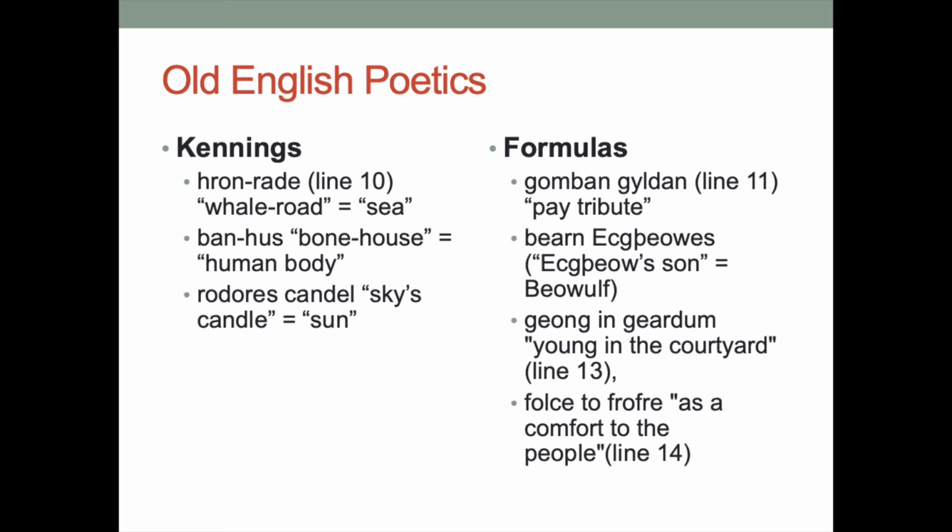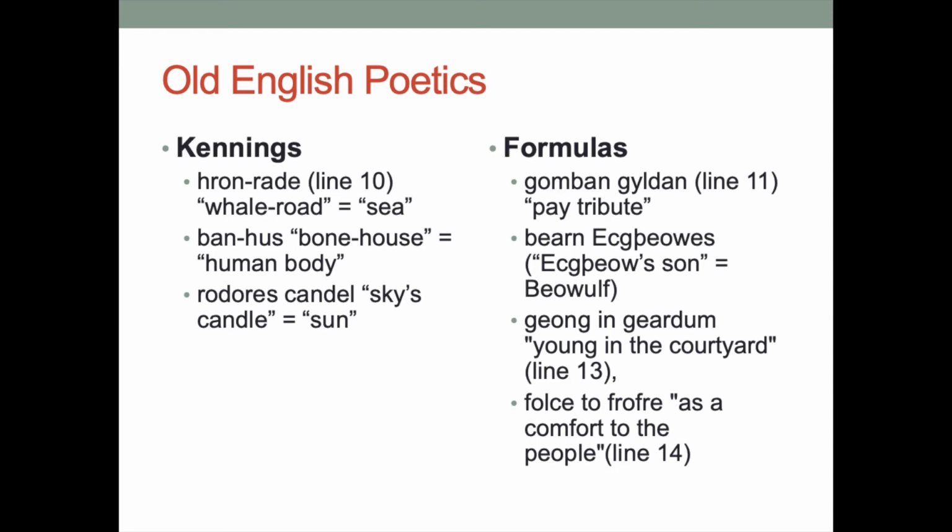A little bit different than that, however, are things called kennings, which are specific to Old English poetry and something we haven't really seen before, though we do have them in English. So these are 2 words that come together to mean another word. They're not just random combinations, and they're usually poetic. So for instance, the hronrade is the whale road, and that means the sea, or in other words, the road that whales travel on. Funnily enough, the human body has a kenning called banhus, or the bone house. So that's fun. And to get even more poetic, the kenning for sun is rodores candel, or the sky's candle.